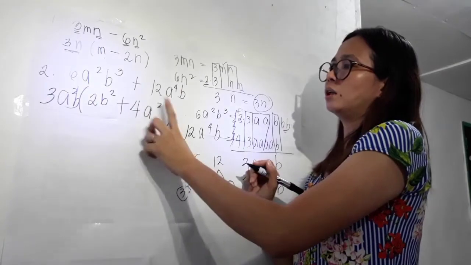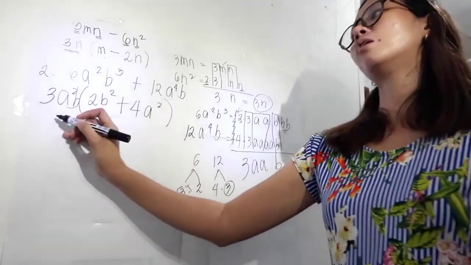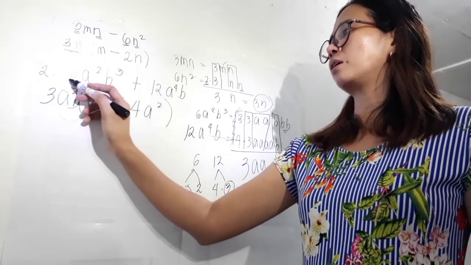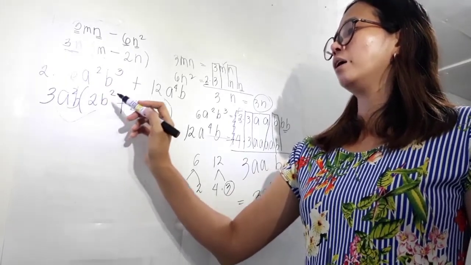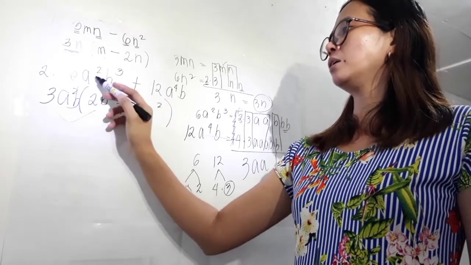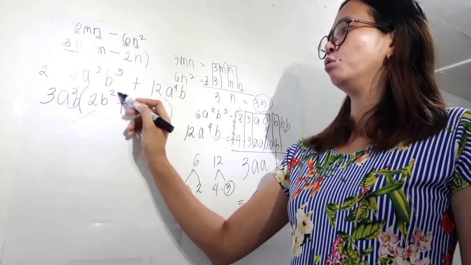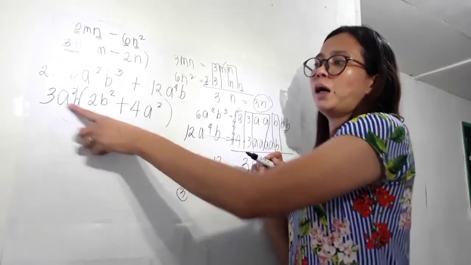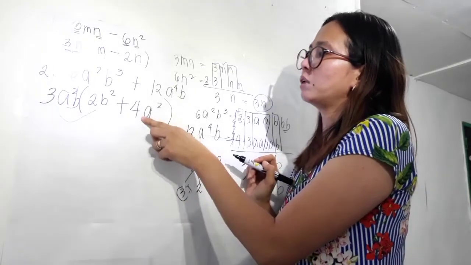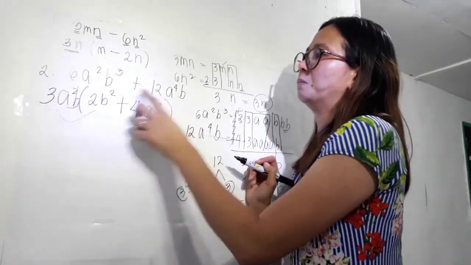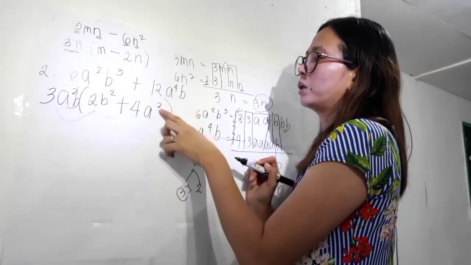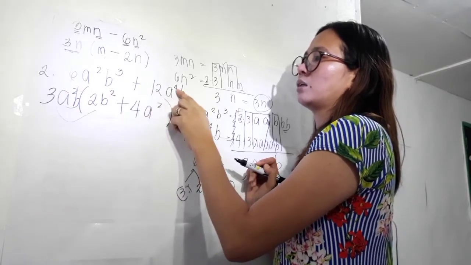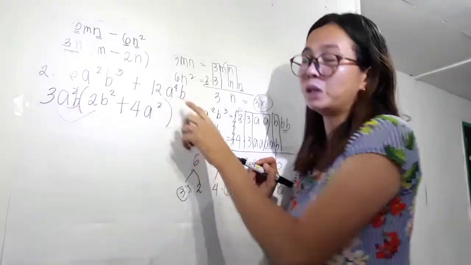Okay, so if you're going to check whether it is correct, just multiply. Oh, 3 times 2 is 6. a squared b times b squared, that is a squared b cubed. Because 2 plus 1, it has an imaginary 1, so that is b cubed. So the factors is correct. How about this one? 4 times 3 is 12. Then a raised to the 2nd power times a raised to the 2nd power. You have to add the exponent, so that is 4. And then we have b.